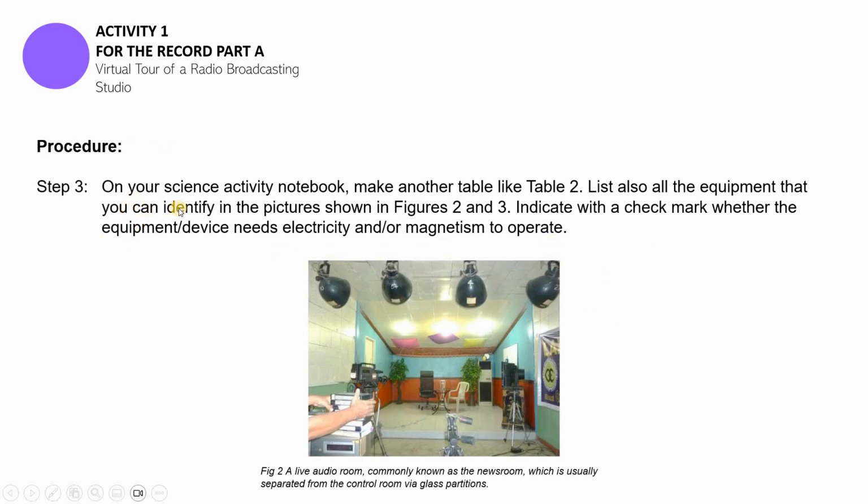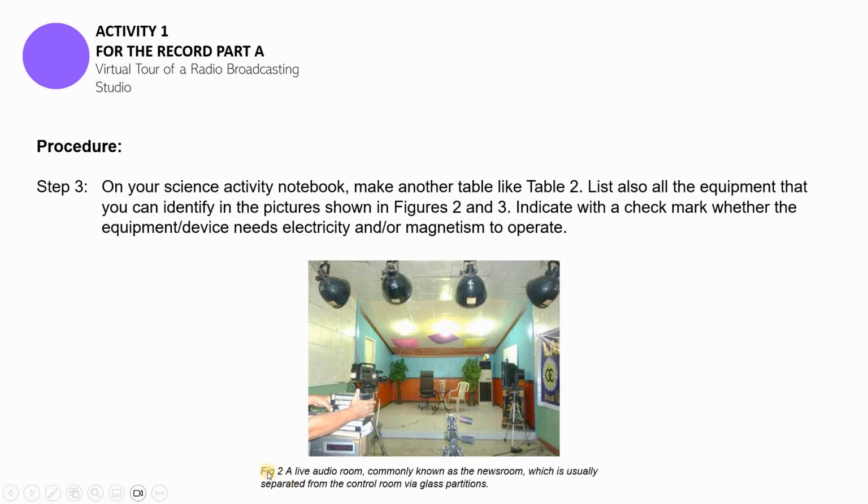Step number 3. On your science activity notebook or maybe on one whole sheet of paper, you have to make another table just like the first one that you had a while ago. What you have to do is list all the equipment that you can identify in the pictures shown in figures 2, which is going to be shown in a while, and 3, which is going to be shown after. Indicate a check mark whether the equipment or device needs electricity and or magnetism to operate. So you are going to basically repeat what you just did a while ago.